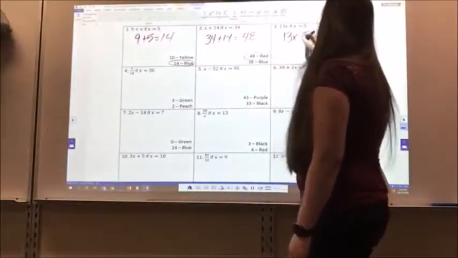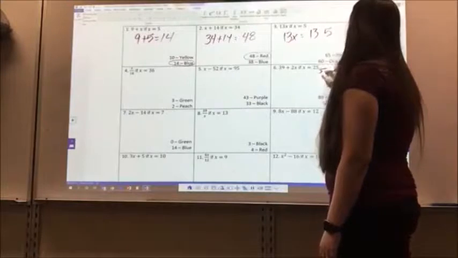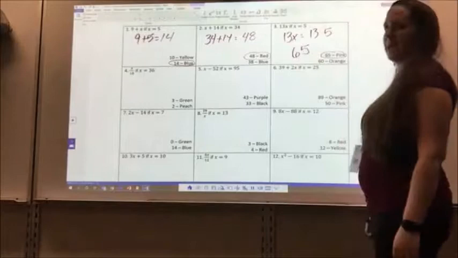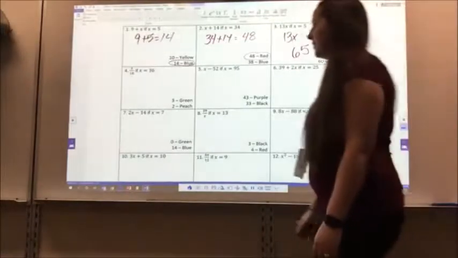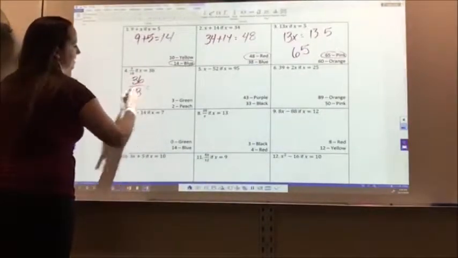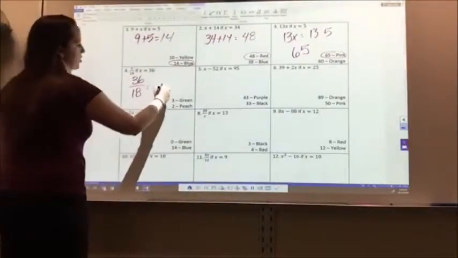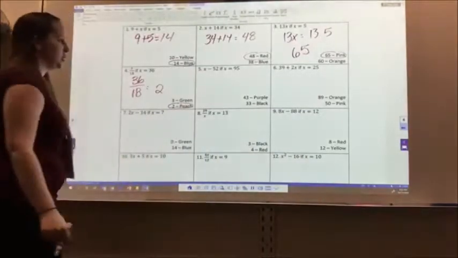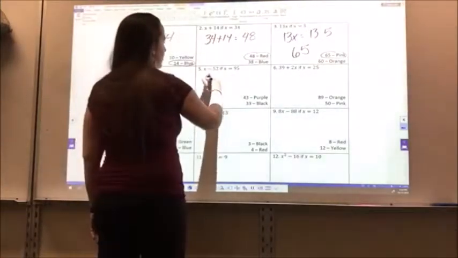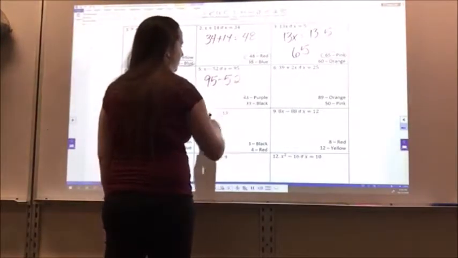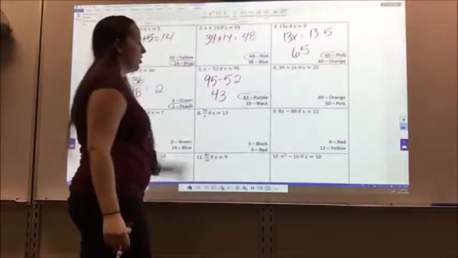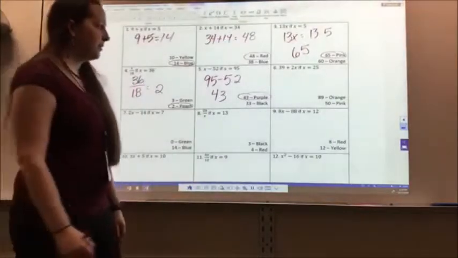Number 3, 13x, equals 13 times 5, which is 65. So I'm going to color them all pink. All the 3's pink. For number 4, I have 36 divided by 18, which is 2. So I'm going to color all the 4's peach. Number 5, x minus 52 if x equals 95. So 95 minus 52 is 43. So I'm going to color all the 5's purple.